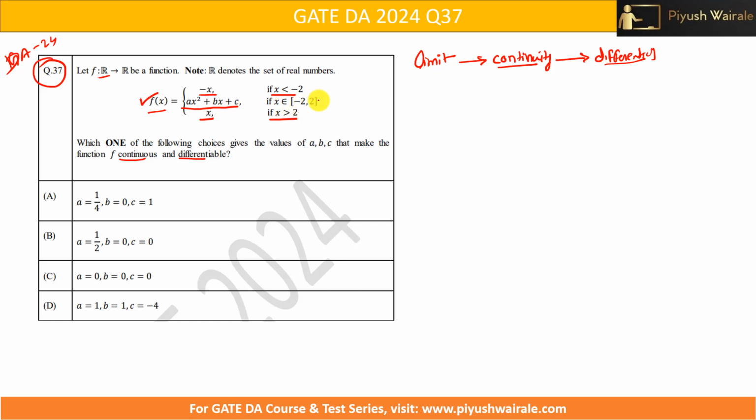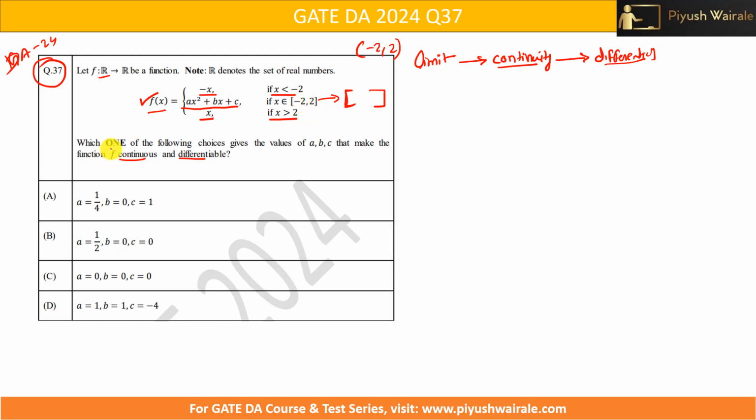And please note here, it is a closed bracket. It is a square bracket, that is basically a closed interval, so it will also include minus 2 and 2. But if it is like this, with minus 2 and 2 in round brackets, then it is an open interval, and in that case it will not include minus 2. But here minus 2 will get included.